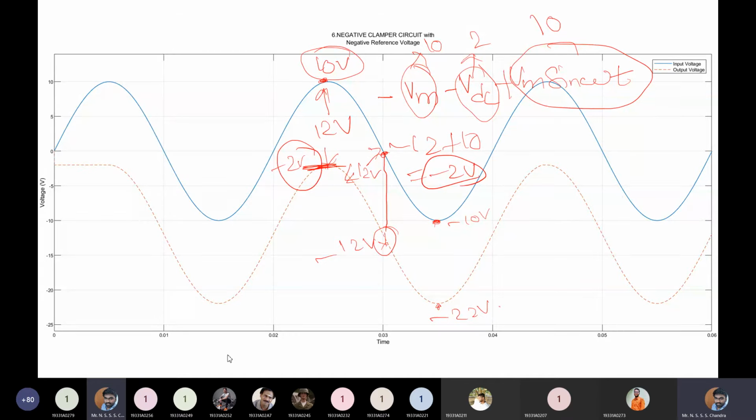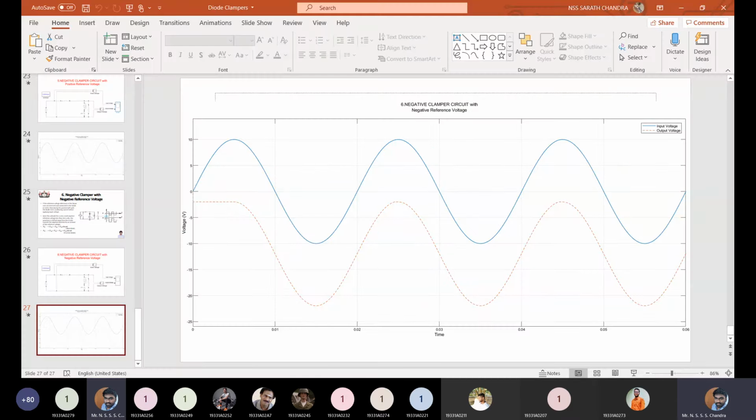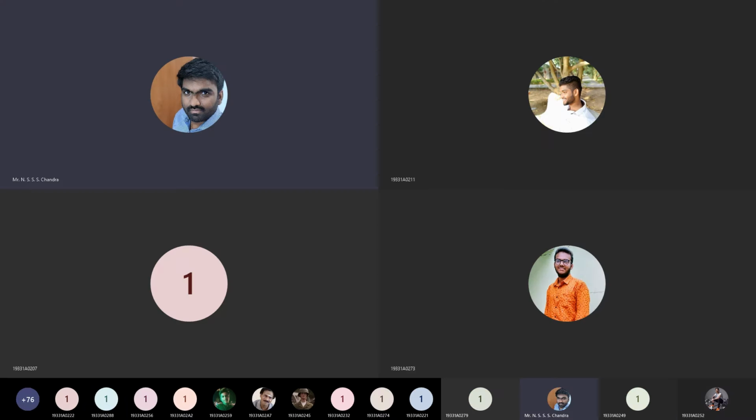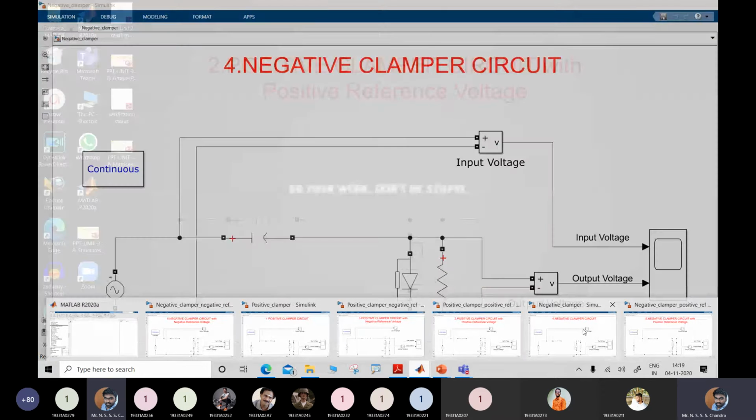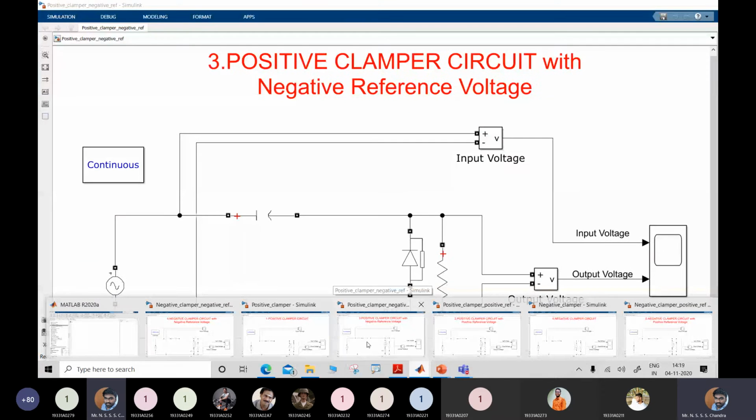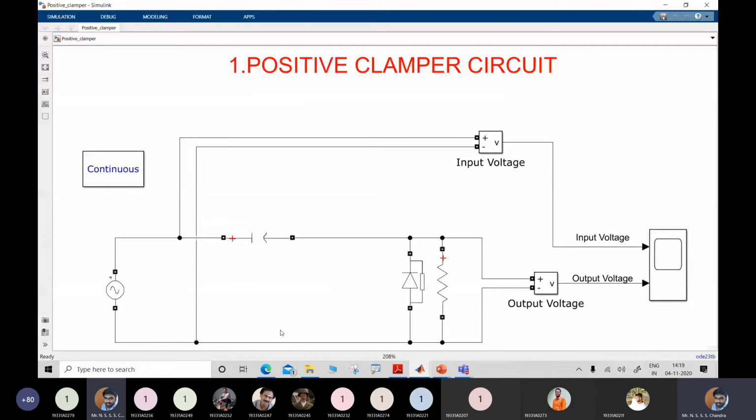So now I will be showing the simulation of this clamper circuits. Is my screen visible? Is my screen visible? Yes, sir.